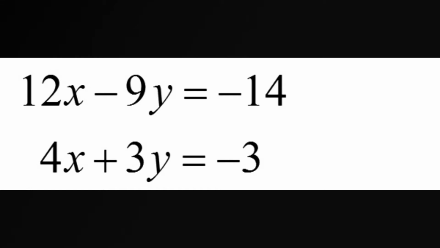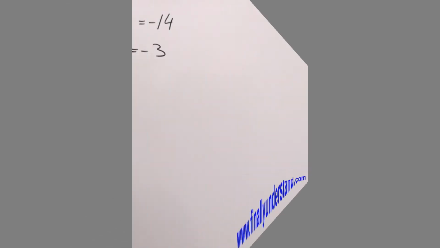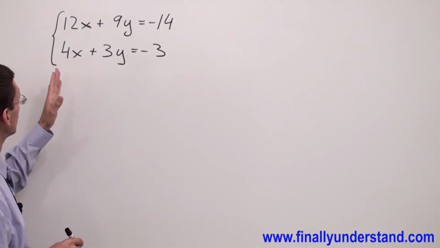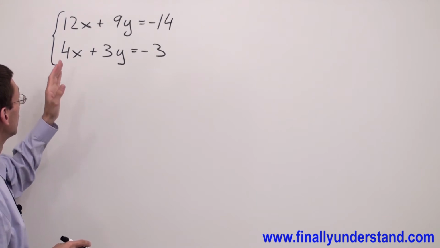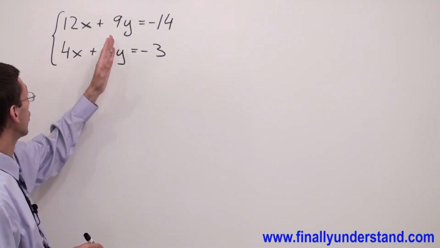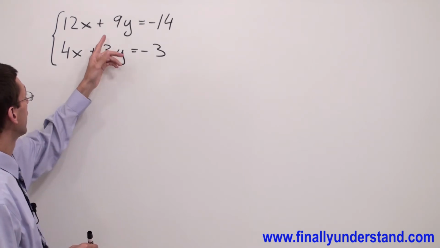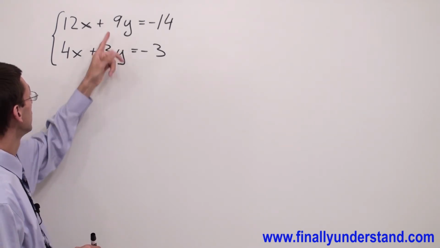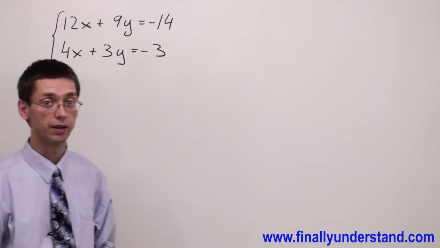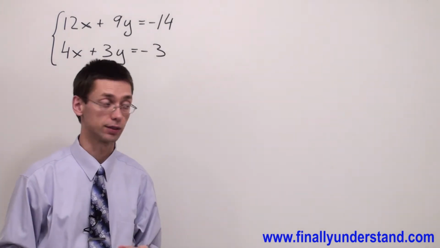Let's take a look at this example. Again, we're supposed to eliminate one of the variables. What we're supposed to do first, look at your coefficients. I'm going to look at my y coefficient. I have 9 and I have 3. I'm supposed to eliminate y in this case, for example.